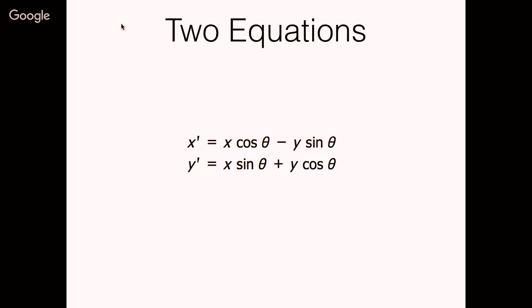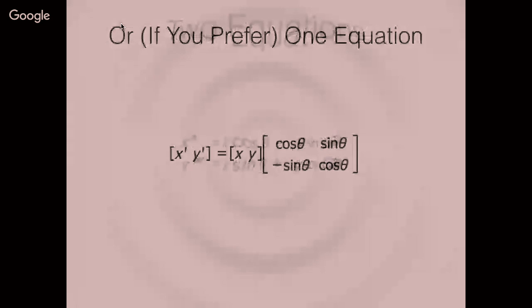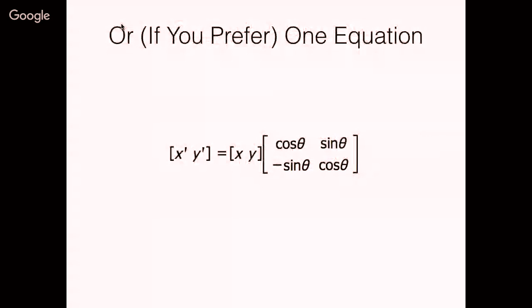The new x is composed of the bit that you get from rotating the horizontal component, which is x cosine theta, and the bit that you get from rotating the vertical component, which is minus y sine theta. And the new y, similarly, gets a bit from rotating the x component, which is x sine theta, and a bit from rotating the y component, which is y cosine theta. So you've got these two lovely equations that describe how to rotate a point in arbitrary space around the origin. Or you can have one equation.